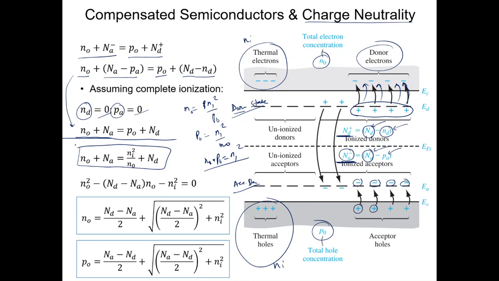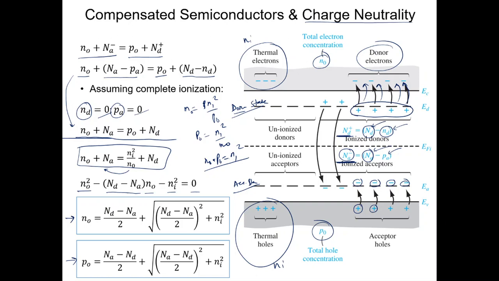Now you get a quadratic form, because if you rearrange this and take this part to the other side, it becomes N naught square minus (Nd minus Na) times N naught minus Ni square equals 0. You get a quadratic equation. So you can solve this based on the quadratic formula, and you will get a relation for n naught. Of course, you can ignore the other root, which will give you the subtraction. So what you get is a relation for n naught, and similarly, if you write n naught equals Ni square divided by p naught, then you get the other form, which is for p naught.